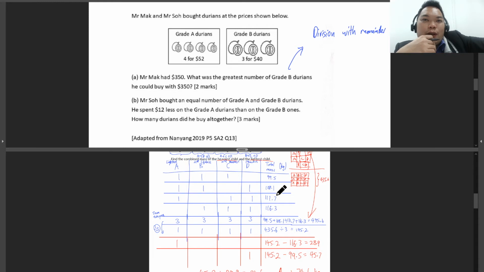It doesn't divide in a whole number though. Okay, this kind of thing tests your judgment call. Try not to be too fixated with any structure. Define the problem as it is. So do you all know what is the greatest number of grade B durians that would be?